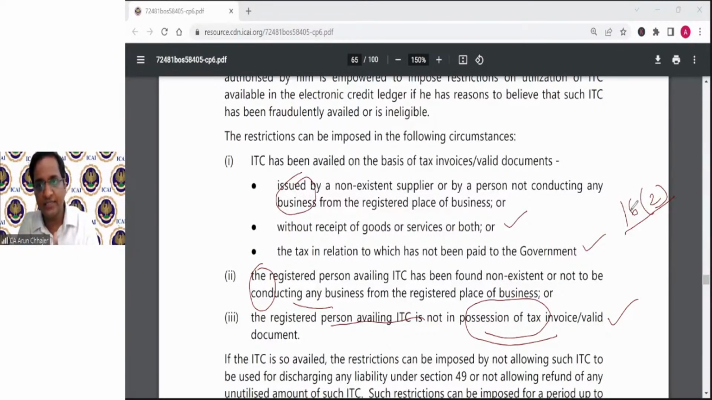So these are the conditions or restrictions which can be imposed by the commissioner not below the rank of assistant commissioner, either for fraudulent or ineligible ITC, if he has reason to believe.